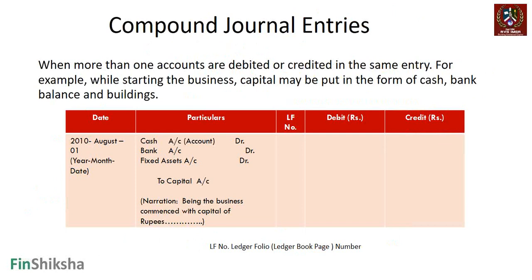You could also have compound journal entries, right? When one or more accounts are debited or credited in the same transaction, right? For example, while starting the business, the capital may be put in the form of cash, bank balance, and buildings, correct? Note that all these are kind of real accounts, right? And capital account is a personal account. So you credit that, being the business commenced with the capital of rupees.